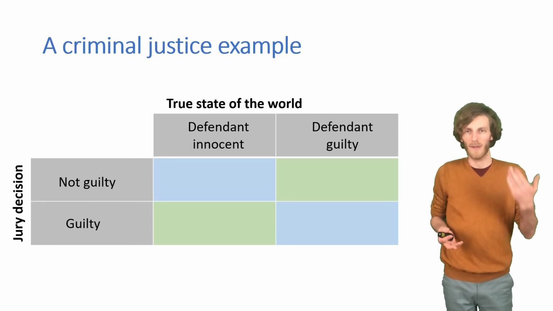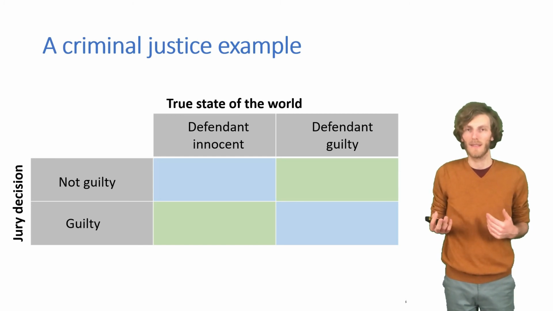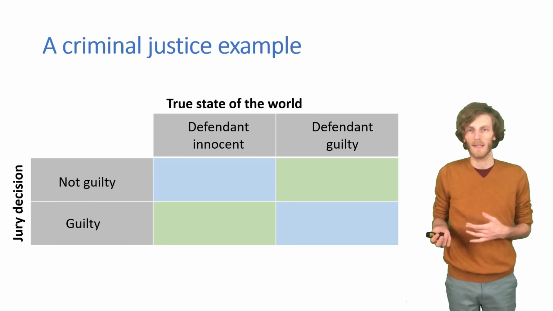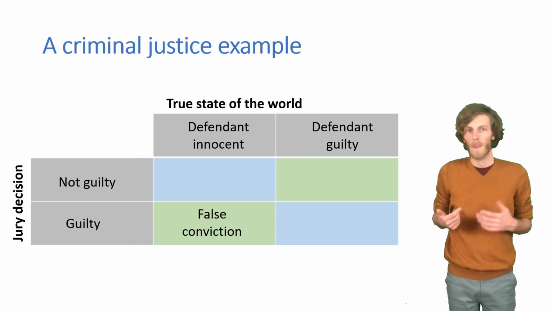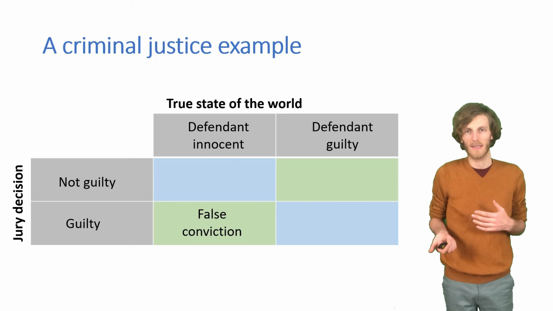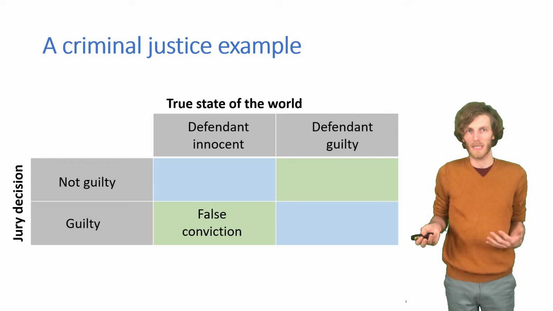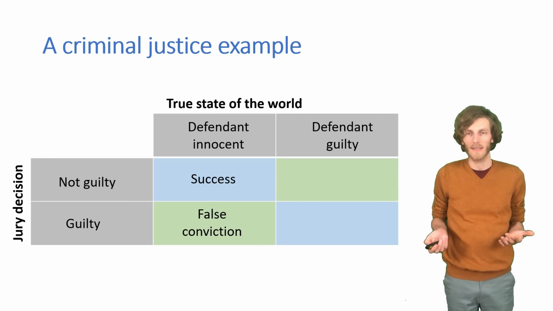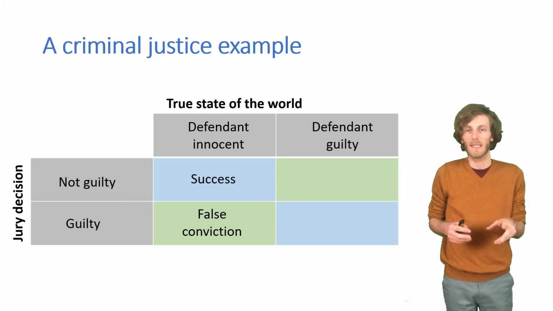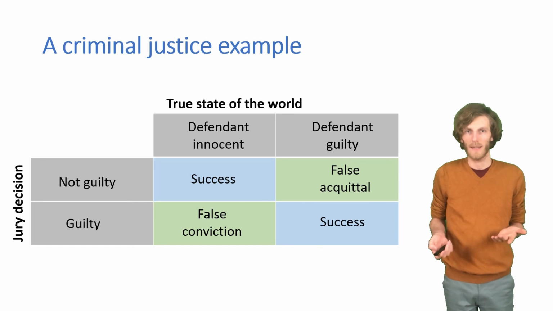So again, we have an indicator, a jury decision, they decide either guilty or not guilty, and we have a state of the world where the defendant is, in fact, either innocent or guilty. Type 1 error would be equivalent to false convictions here, which certainly sometimes occur. In the case where the defendant is innocent, or hopefully in more cases, the jury arrives at a not guilty verdict, and that's a success. On the other hand, in the case where the defendant is guilty, we might get a false acquittal, or again, we might get a success.